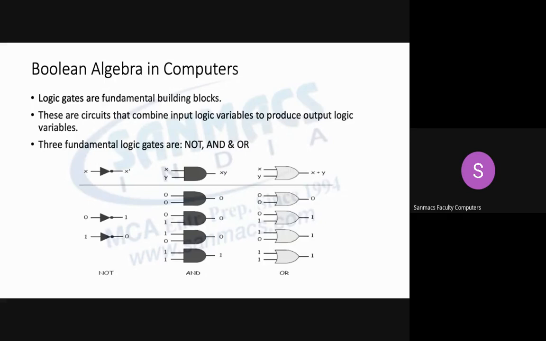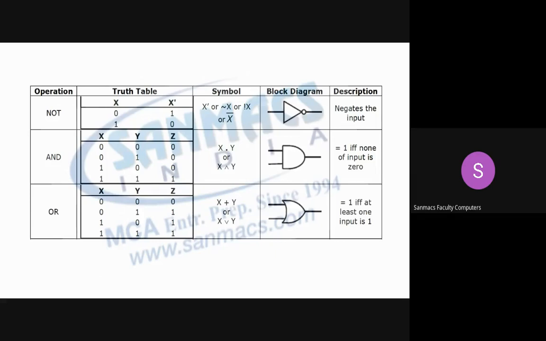Here's the symbol representation, or the logic gate, for each of the operators. The triangle with the circle is going to be the NOT operator. Then we have this symbol which denotes AND, and then we have this curved one, which denotes the OR operator, or the OR gate. Here's the table which shows you the truth table and the symbols for each of the operators. Then we have the block diagram for each of the operators. And this explains what each of the gates does.